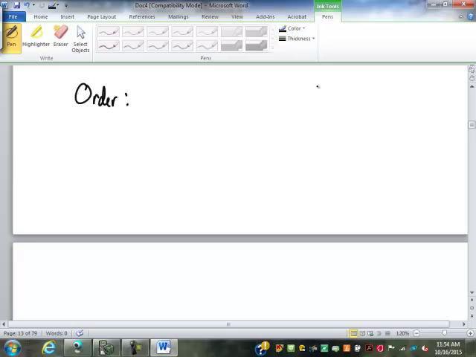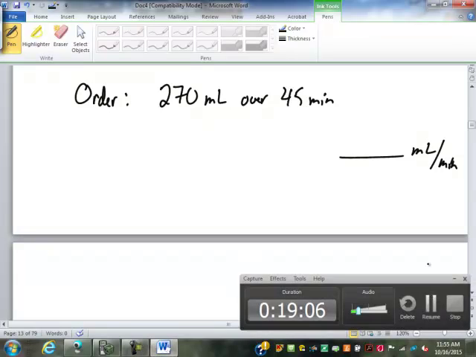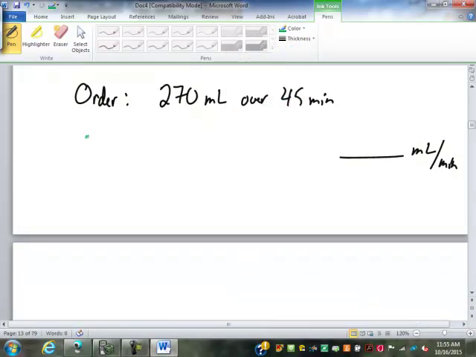So if our order is for 270 milliliters over 45 minutes, find milliliters per minute. So 270 milliliters for 45 minutes. All we have to do is divide it out. What do we get? 6 milliliters per minute. Very good.